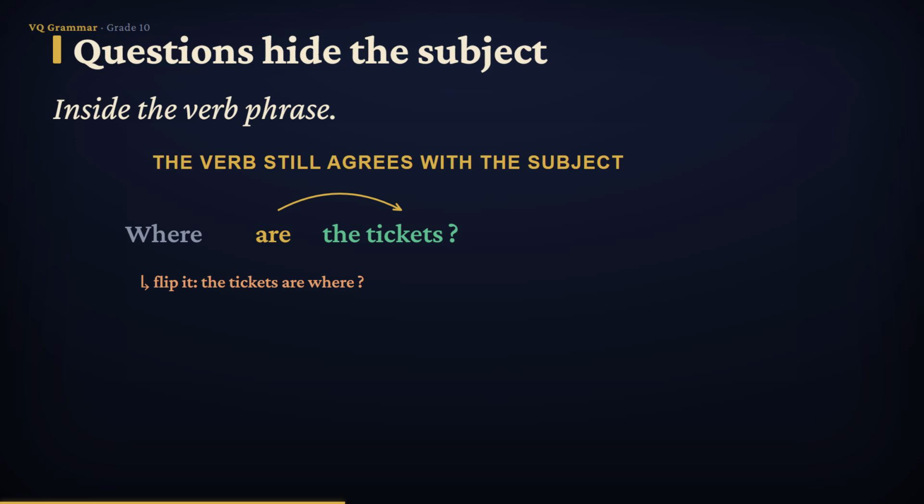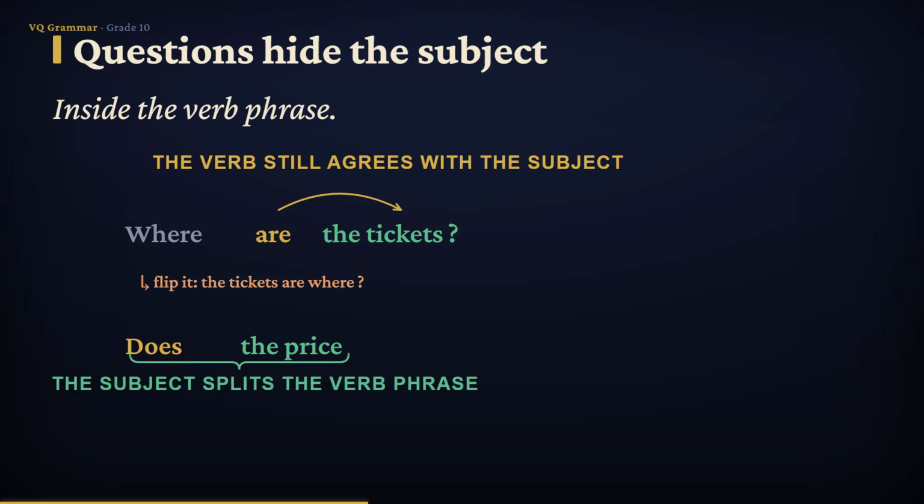Now add a helping verb and things get even sneakier. Does the price include tax? Look where the subject landed. The price is wedged right between the helping verb, does, and the main verb, include. That split is exactly what makes questions tricky, because your eye wants to grab the first noun it sees. The price is singular, so the helping verb is does.